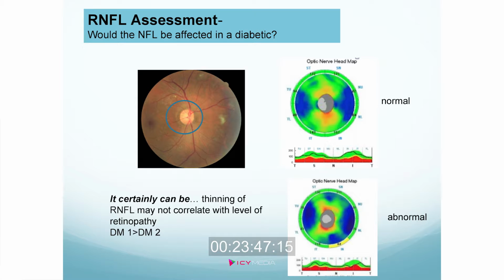Here's a patient that may have, let's say, moderate NPDR, the one I'm showing you here, and there are two different scenarios. Maybe the RNFL is normal, maybe the RNFL is affected. The idea again is that diabetes affects the entire retina. It can lead to ischemia of the entire retina, so we want to assess all of the tissue.